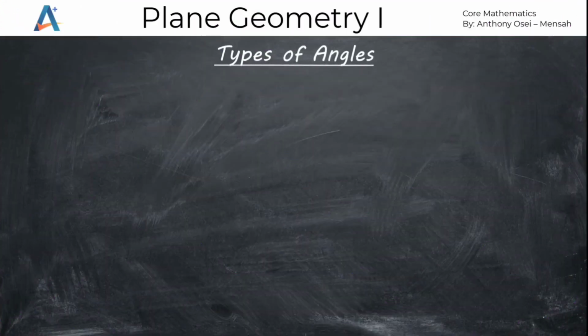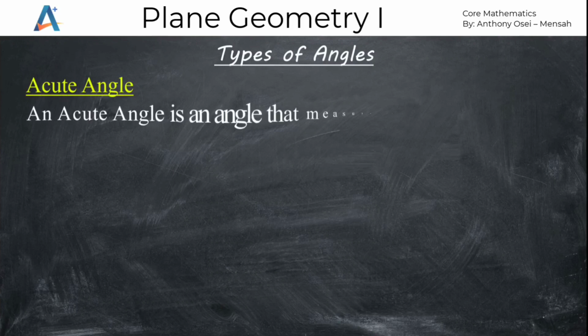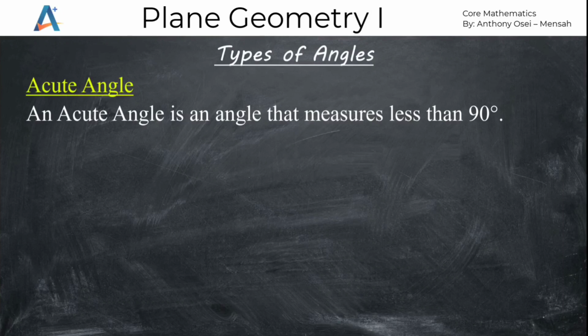Types of angles. Angles can be grouped into types based on the measurement or the structure of the angles used for calculations or used for analysis. The first type of angle that we want to look at is the acute angle. So an acute angle is an angle that measures less than 90 degrees.